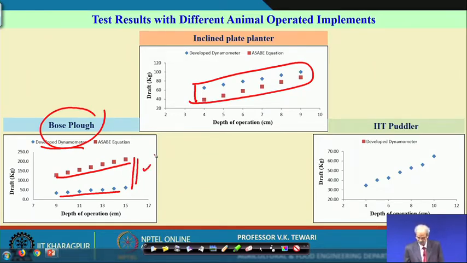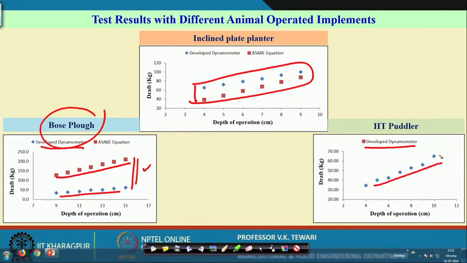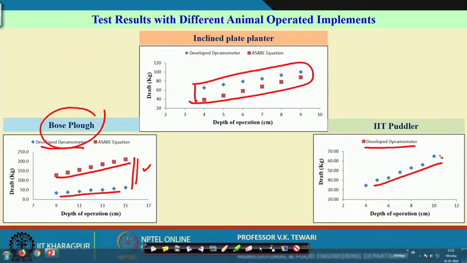The IIT Puddler, in fact, we developed a dynamometer for. Here this is the developed dynamometer which is showing you the draft. We had an IIT Puddler, a puddler which suits the capacity of the West Bengal bullocks, developed at IIT Kharagpur with fewer puddling blades and a smaller size. That equipment was also tested under lowland conditions, and there we were in a position to measure the draft.